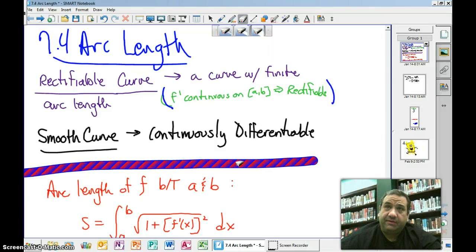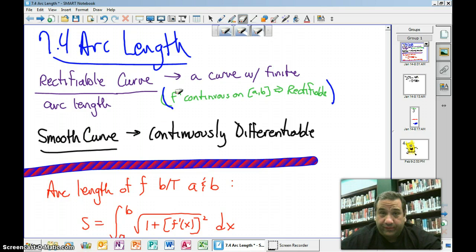Right, the last section in 7.4 is arc length. A rectifiable curve is a curve with a finite arc length. So if you can measure it, it's called a rectifiable curve. If the derivative is continuous on a closed interval, then guess what? It's a rectifiable curve. Okay, it doesn't even have to be a derivative. If any curve or anything is continuous on a closed interval, then it's rectifiable.